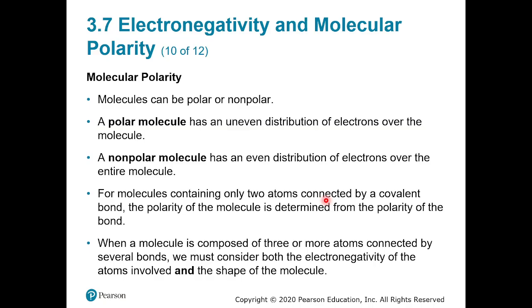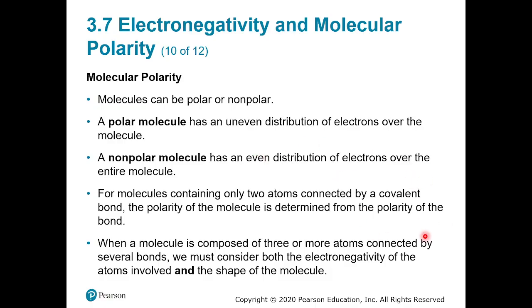Molecular polarity. Molecules can be polar or nonpolar. So remember, this is going to be molecules now. We were talking about bonds before. Now we're talking about molecules, so this is multiple bonds together. A polar molecule is going to have an uneven distribution of electrons over the molecule. So we'll have an overall charge on the molecule that is positive and negative. A nonpolar molecule is going to have a more or less even distribution of electrons around the entire molecule, meaning it has no overall poles, no overall positive and negative end.